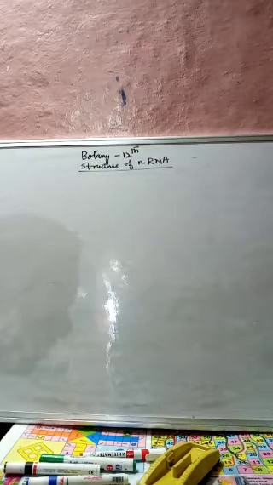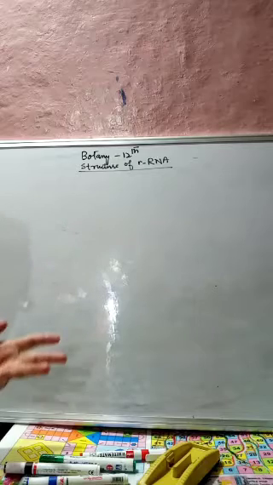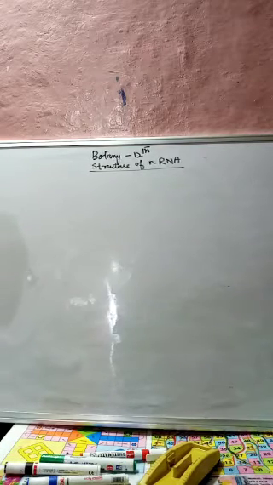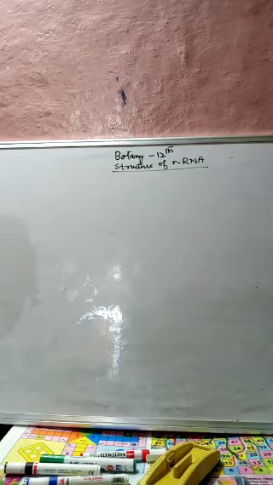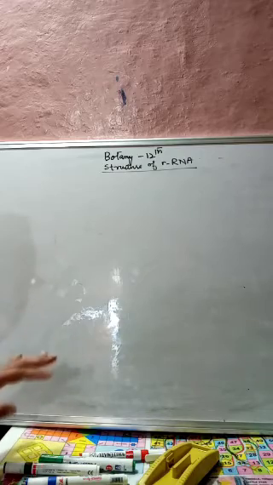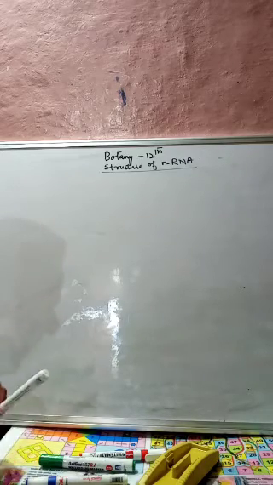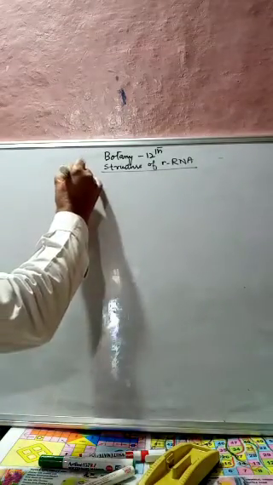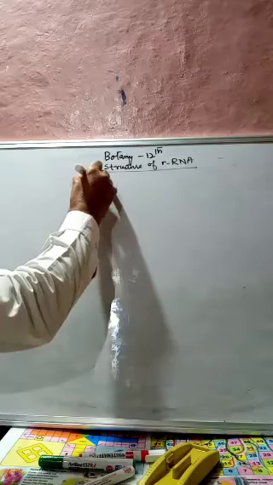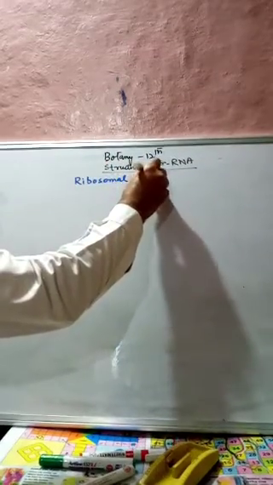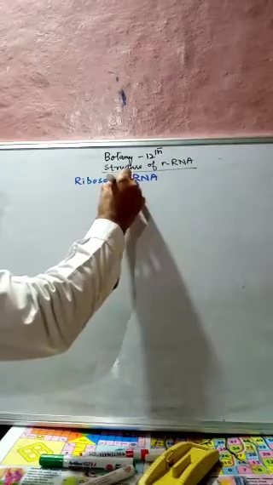In the last videos, we were discussing the different types of RNA. We have discussed the mRNA, we have discussed the tRNA, and today we are going to discuss the third type, that is the rRNA, also called the ribosomal RNA. Ribosomal RNA, in short, is written as rRNA.